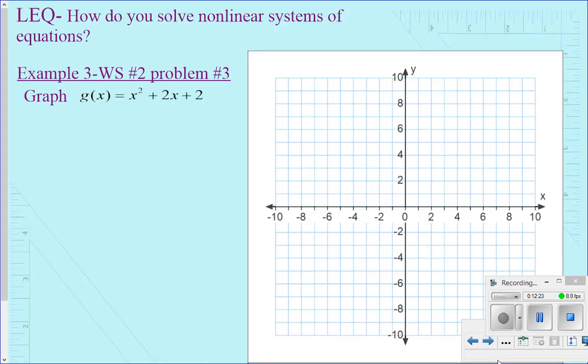Okay, last example is number 3 on the worksheet. So let's start with the x-intercepts, substituting 0 in for y.